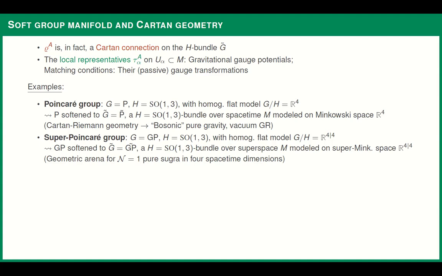Then we can soften G, so the gradient Poincare, soften. And it will be again an H bundle, a super bundle over superspace, which is modeled on super Minkowski space. And this is indeed the standard geometric arena for N equal 1 supergravity in four space-time dimensions.